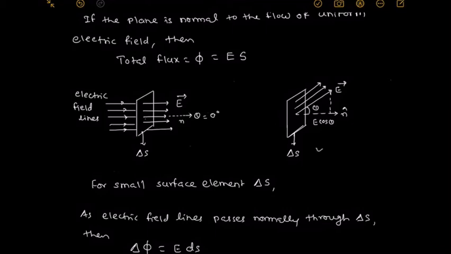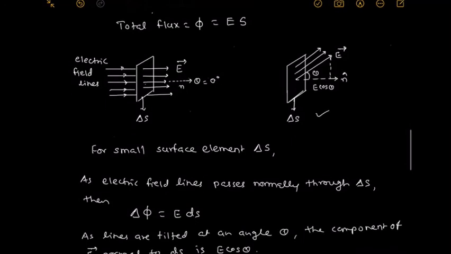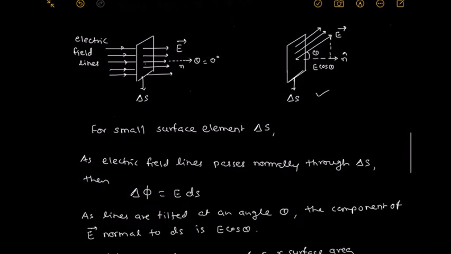But in the other case, secondly, if the electric field lines are tilted at some angle with the normal drawn to the small surface element delta S, then the component of the electric field along the direction of the normal is E cos theta. In that case, what is the electric flux that we calculate here?